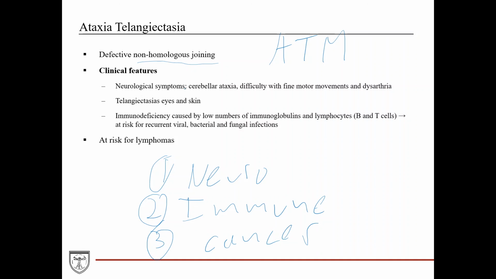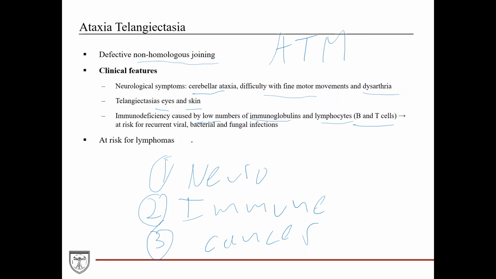So the neurological symptoms, they're going to be cerebellar ataxia, difficulty with fine motor movements, and dysarthria. And this isn't fully understood. One of the theories is that it affects neuron development and nervous system development in utero, but that's not 100% confirmed. That's still an area of research. Telangiectasias of the eyes and skin, and again, this is not fully understood either. And then immunodeficiency, which is caused by low numbers of immunoglobulins and lymphocytes, specifically, B and T cells.